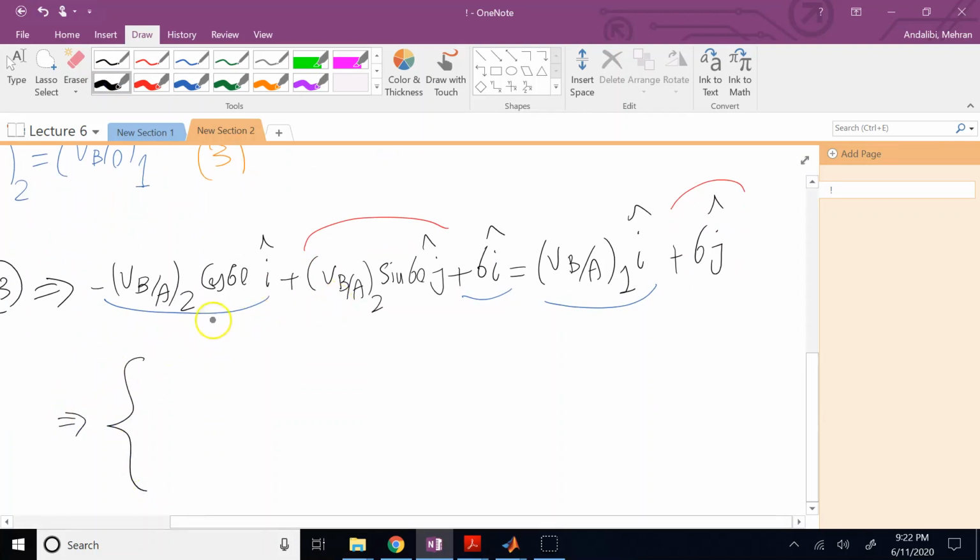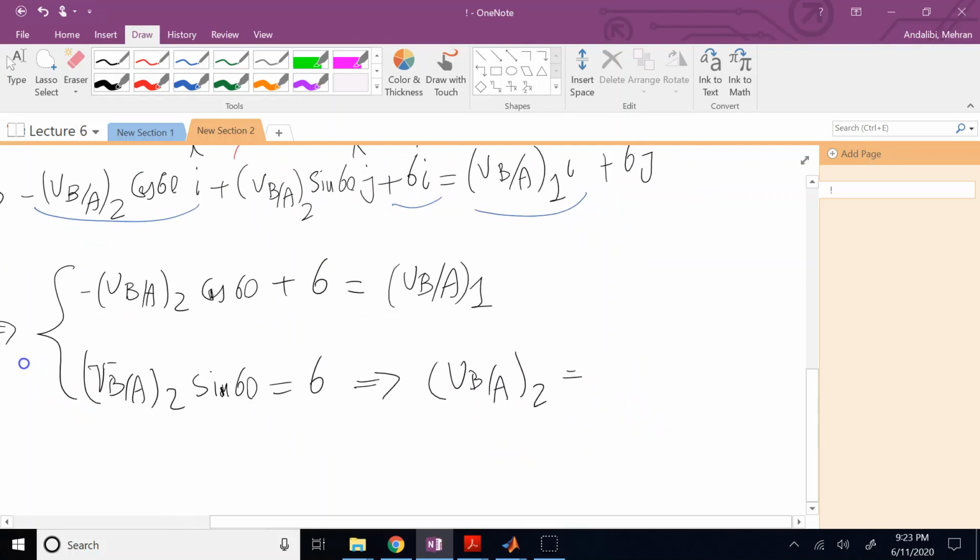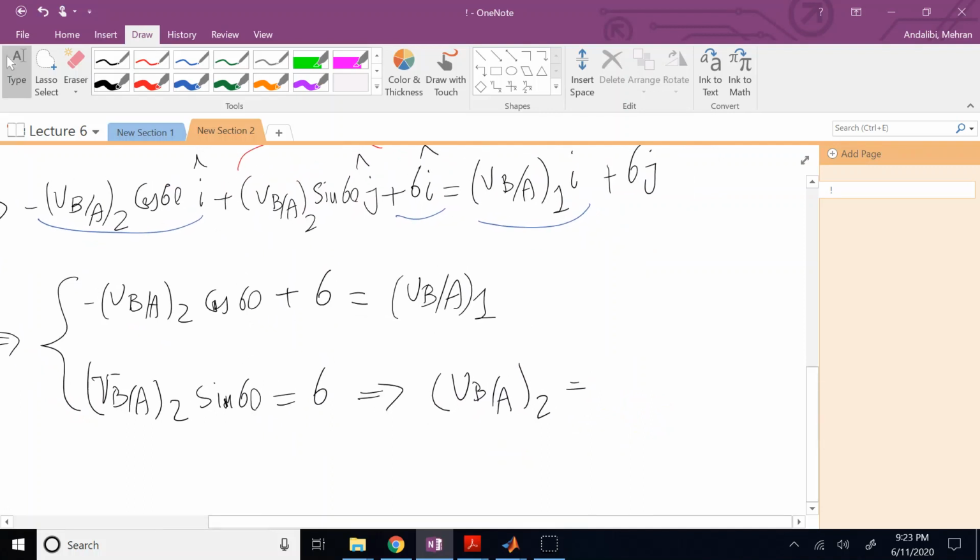The i components equality would tell me that negative V of B with respect to A in position 2 cosine 60 plus 6 is equal to V of B with respect to A in position 1, and j equality would tell me V of B with respect to A in position 2 sine 60 is equal to 6. So from here, I can easily find V of B with respect to A in position 2, the magnitude, right? And sine of 60, you know, it's 1/2, so 6 divided by that is going to be 12.